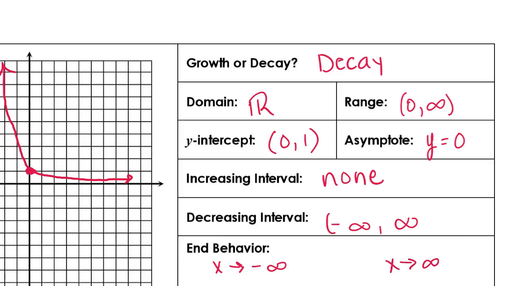And looking at this, as x approaches negative infinity, f of x is going to approach positive infinity. And then over here, f of x is going to approach 0.